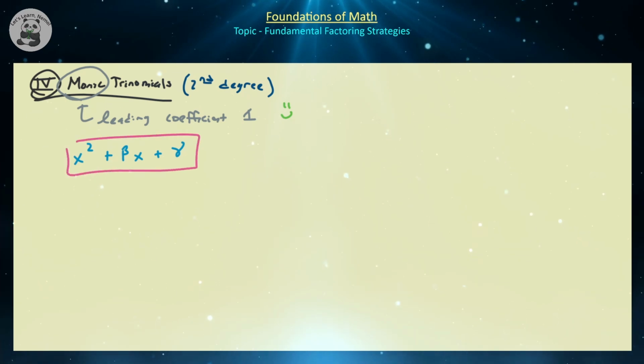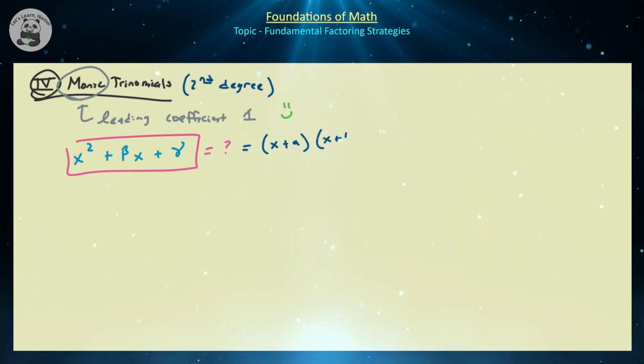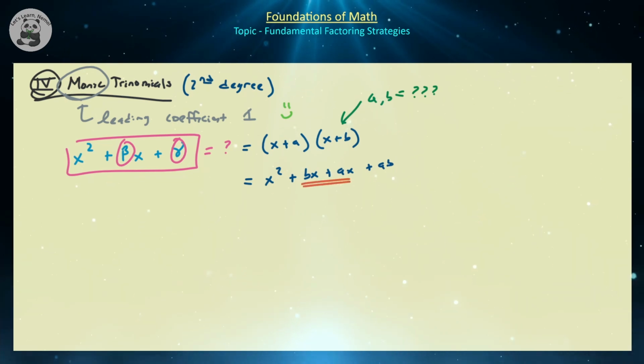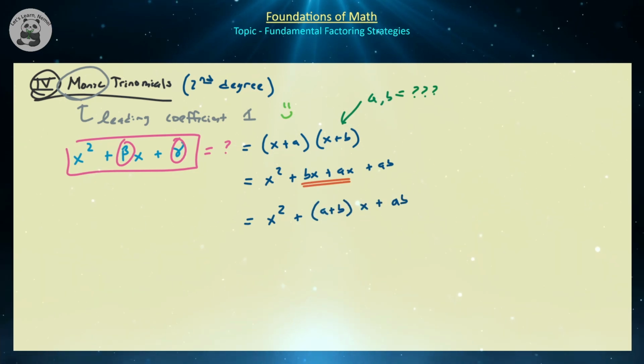So how do we factor this expression? Let's assume that this factors into the expression x plus a times x plus b. That's going to be our answer. Our only question is, what are a and b going to be equal to, and how are we going to find them from these numbers beta and gamma? If we FOIL this right-hand side, we're going to have x squared plus bx plus ax plus ab. And if we factor out the greatest common factor from those middle two terms, we're going to have x squared plus (a plus b)x plus ab.